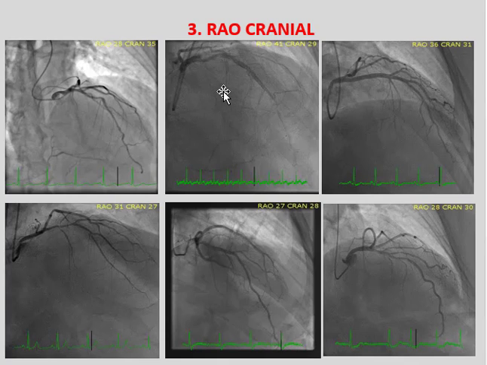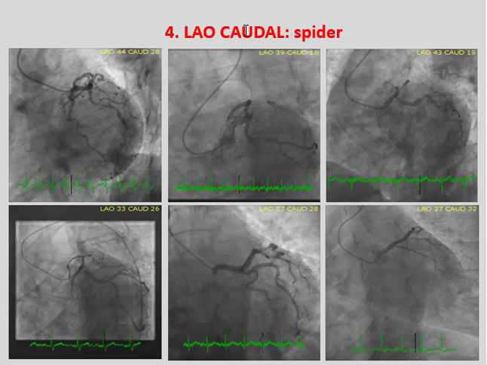And there are other views that are a little more complicated, and that was my mistake in the live tutorial. I added them all in. All I want you to appreciate really is these basic views, plus one other, that spider view that I mentioned, which is the LAO caudal. We've seen the LAO cranial a moment ago. The LAO caudal, this is the typical view.